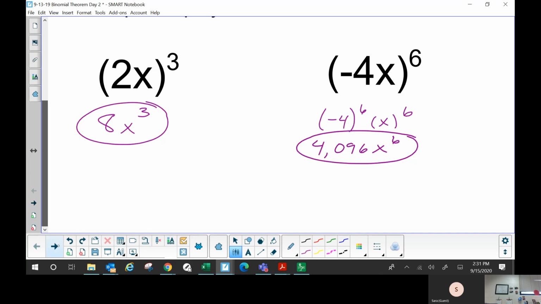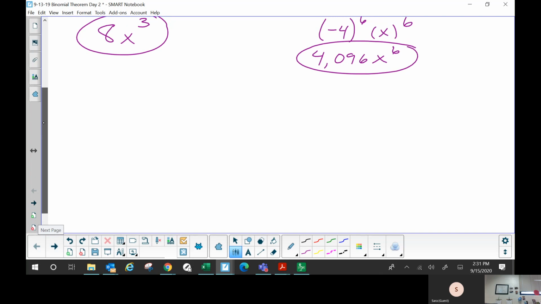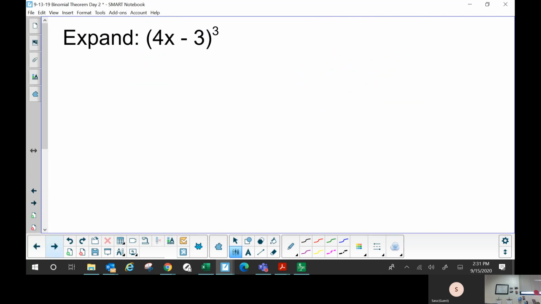So let's do a practice problem. Let's expand (4x - 3) cubed. So the first thing you're going to do, you're going to look at your exponent. My exponent is a 3. You're going to look at Pascal's triangle. If you have to jot 1 down to the side, we have 1. It's always 1 on the end.